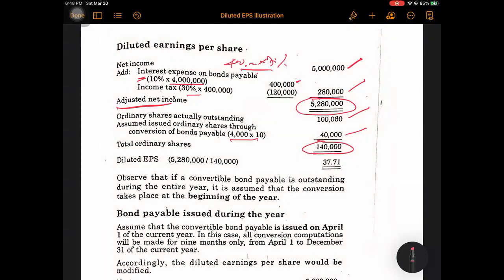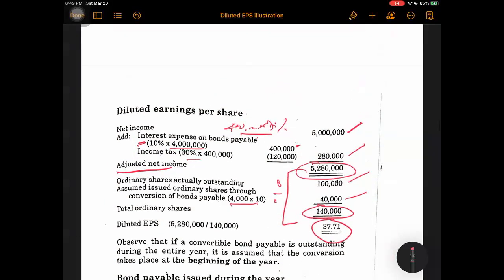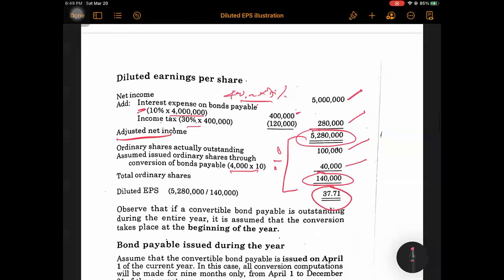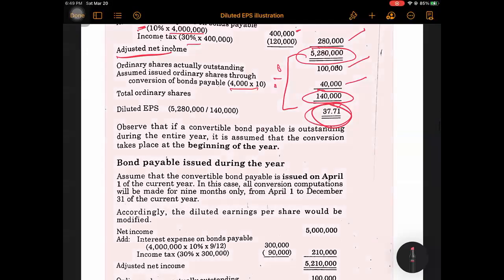Same thing, sir, there is no averaging. Okay, let's see. To compute the diluted earnings per share, you have the adjusted net income of 5,280,000 divided by your total ordinary shares of 140,000, considering the convertible bonds payable converted into ordinary shares. Therefore, the diluted earnings per share is 37.71. Is it dilutive? The answer is yes. From 50 basic earnings per share to 37.71. Therefore, the convertible bonds are considered dilutive securities.